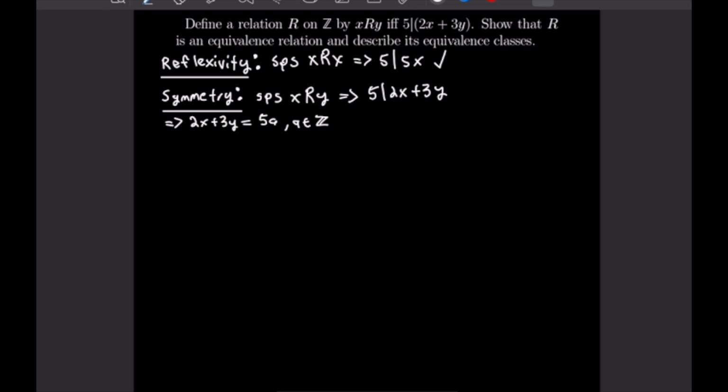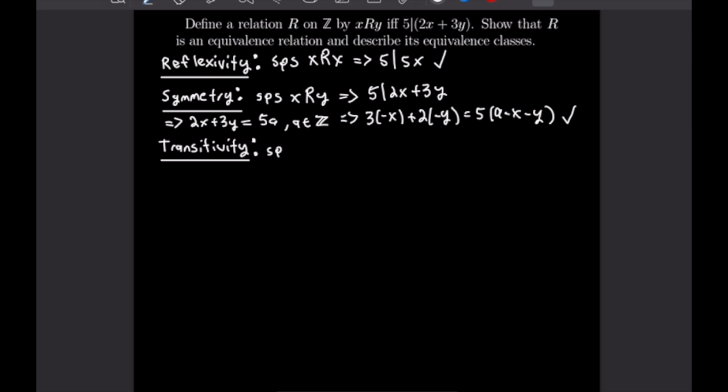So we can see if we do that, we will get 3 times negative x plus 2 times negative y is equal to 5 times a minus x minus y. And then we could simply divide through by negative 1 to get 3x plus 2y is divisible by 5. So that completes our proof for symmetry here. So let's go ahead and prove transitivity.